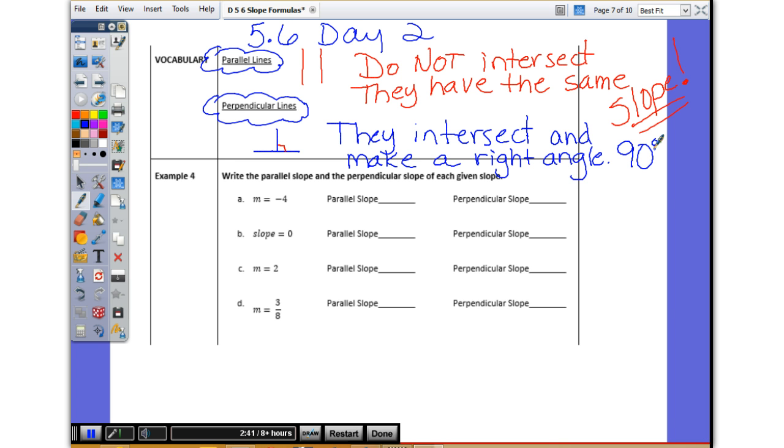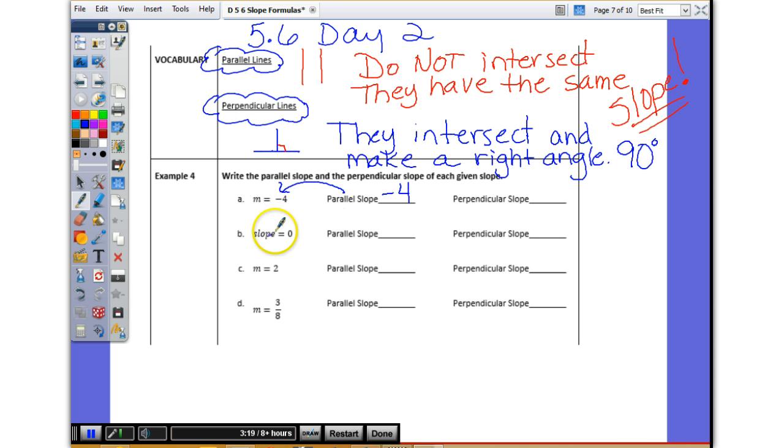All right. Now it asks us in example 4, write the parallel slope and the perpendicular slope of each given slope. So m equals, that means the slope equals a -4. If I want to make a parallel line to that, what will its slope have to be? If I wanted to run side by side, be parallel, what did we just say? If they're parallel, they never intersect and they have the same slope. So for it to be parallel, what does it have to be? That one also has to have a -4 slope.